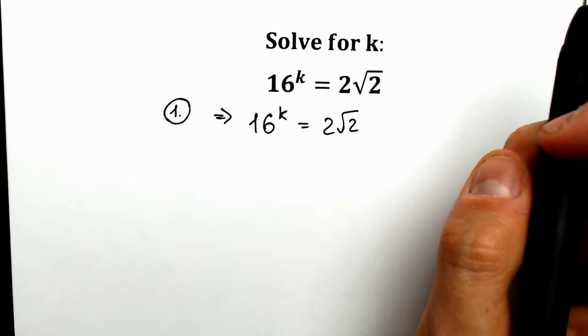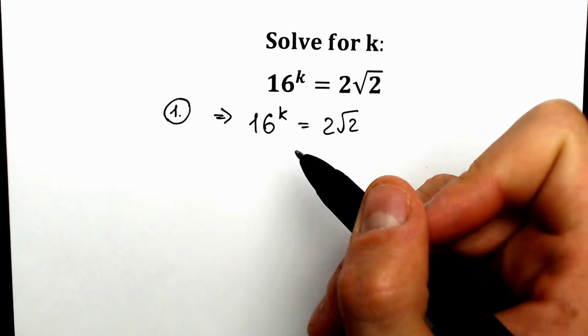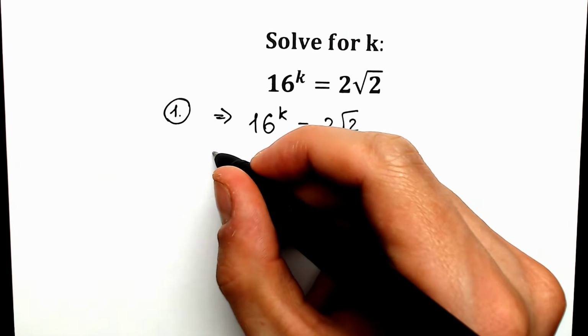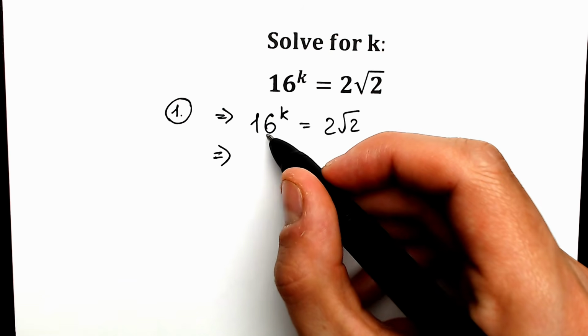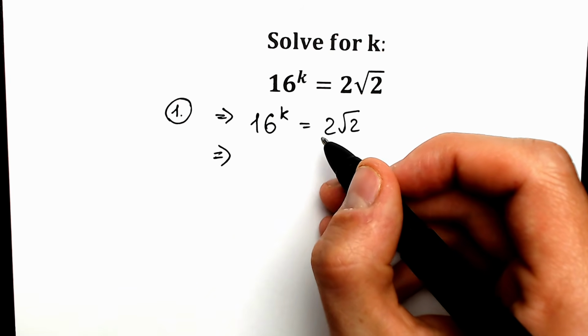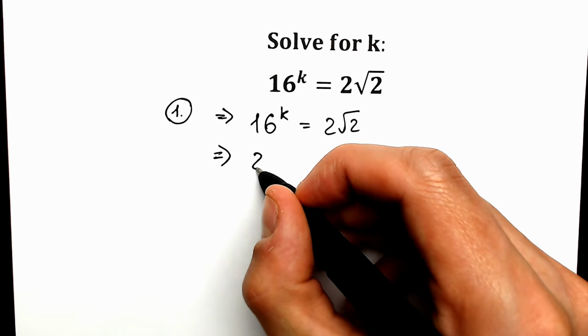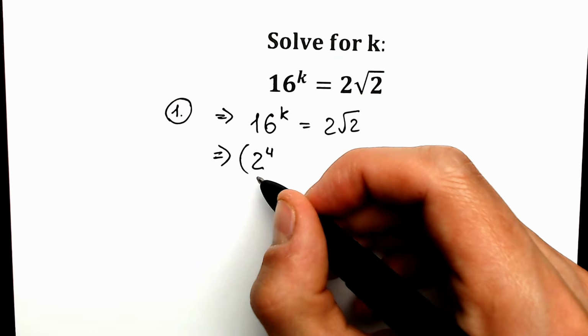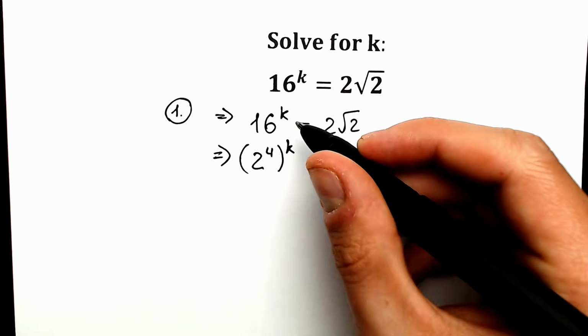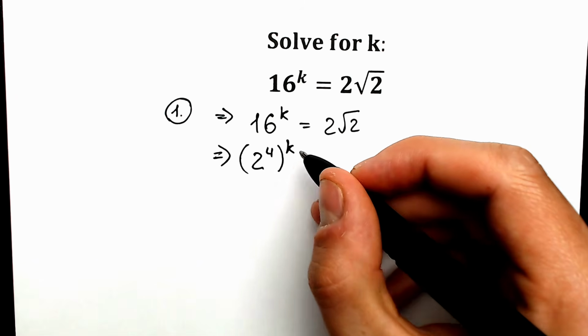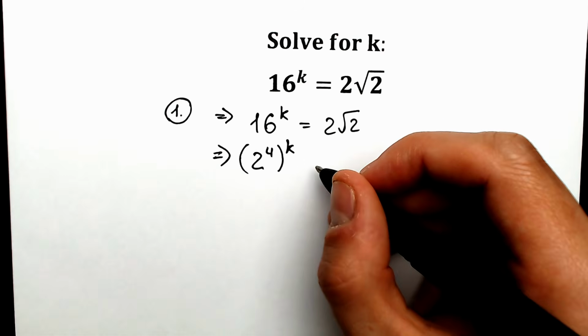First of all, the best method to solve this question with the power rules is to create the same base. How can we do this? Of course, we can write 16 with a base of 2: 2 to the power 4. This is the best way. And of course, don't forget about this k. So 2 to the power 4 and raised to the power k.